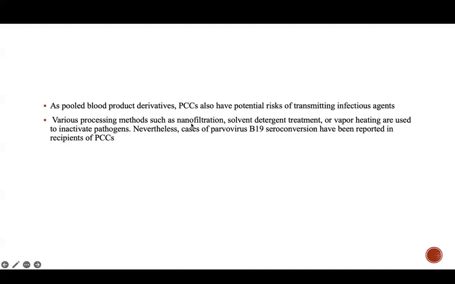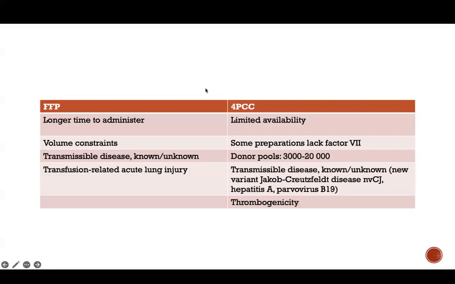Another limitation of prothrombin complex concentrate is the potential risk of transmitting infectious agents, even though processing methods such as nanofiltration or vapor heating are used. However, cases of parvovirus B19 seroconversion have been reported in recipients of prothrombin complex concentrates. When you compare fresh frozen plasma with 4-factor prothrombin complex concentrates, fresh frozen plasma takes longer to administer because it is large in volume. You have to be very careful because a large volume has to be given to the patient. It can transmit diseases, and there is a risk of transfusion-related acute lung injury.